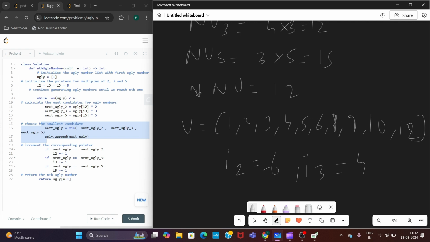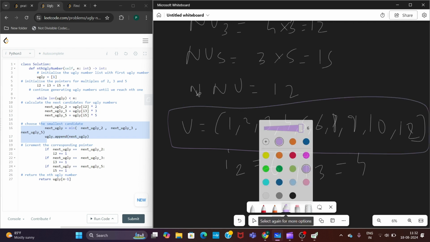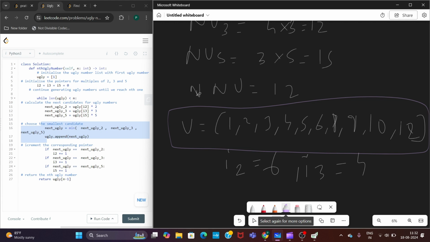So this is basically my ugly list over here, and I've got all the elements. So now at last we have to return our ugly of n minus 1. N is 10, so ugly of 9. So my ugly of 9 is what? 12 over here.